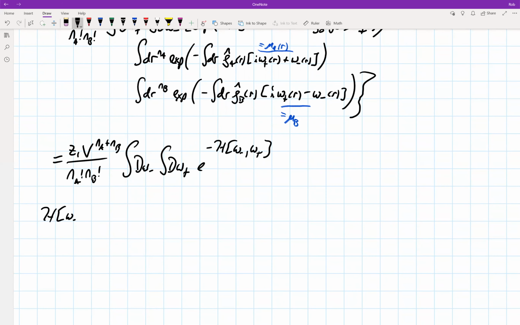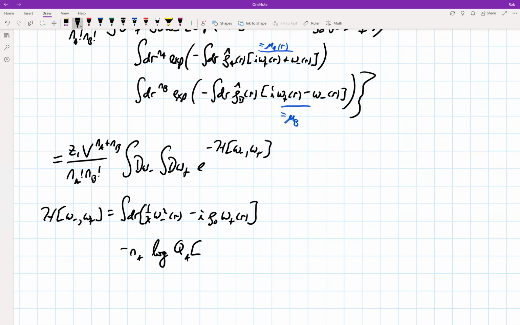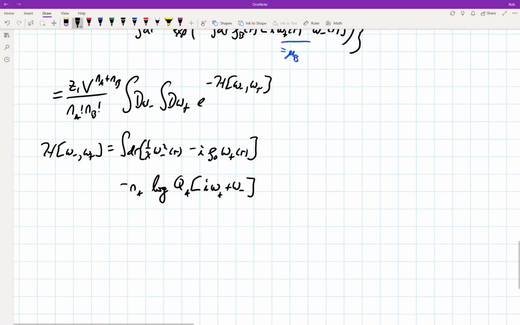Our h of w minus, w plus then has the total form of integral dr, 1 over chi, w minus squared of r, minus i rho naught w plus of r. Then we have minus nA log qA. And instead of just having a simple iw argument, it's going to be i w plus, and then what we were calling mu A, or what I called mu A above, but I'm just going to write it out. So it's going to depend on the sum, and nB is going to depend on the other one.